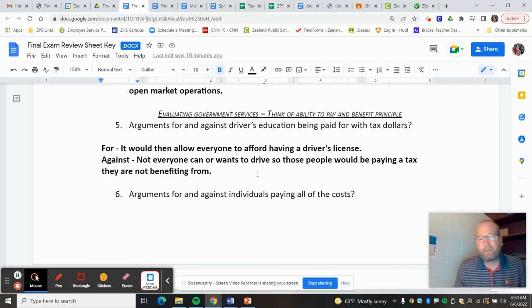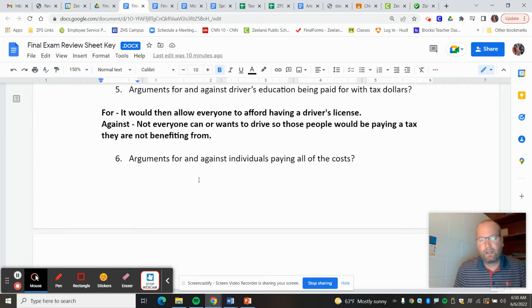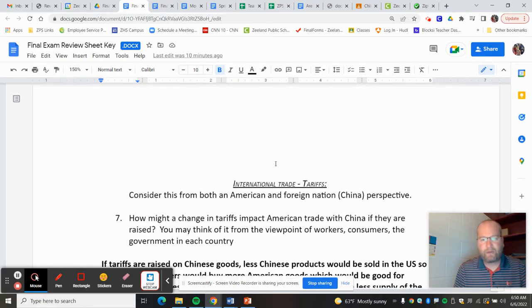So everybody's paying the tax, yet not everybody's benefiting from it because not everybody's taking driver's education. For example, I'd be paying the tax. I'm not taking driver's education. I already did. And then the opposite arguments would hold true for individuals paying for all the costs.